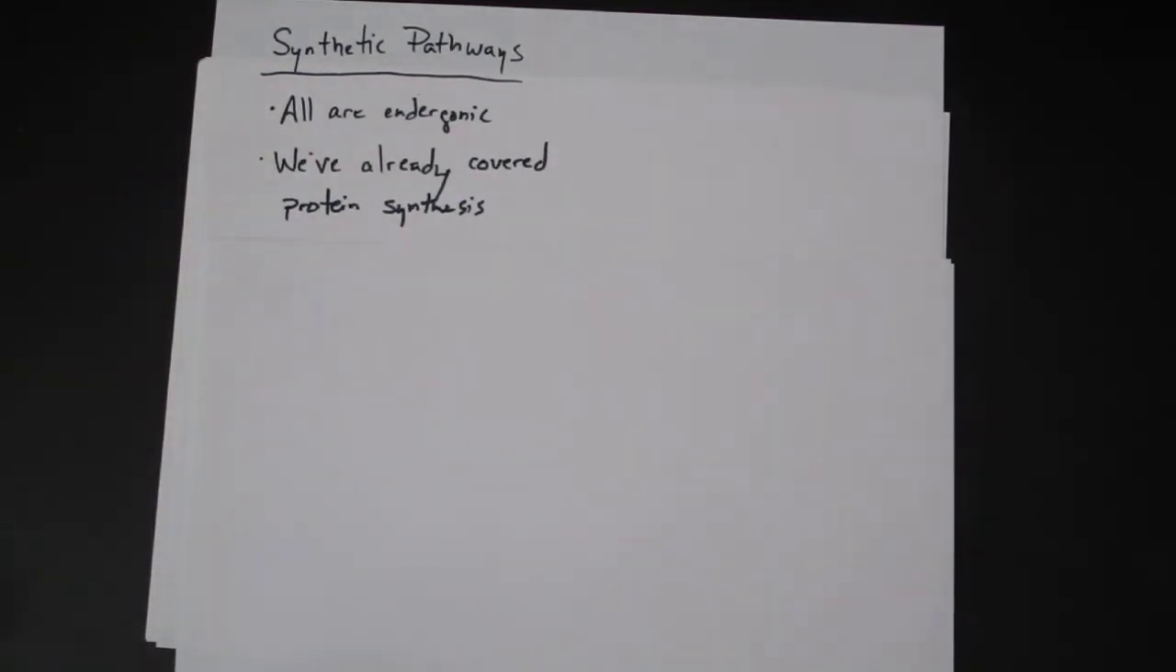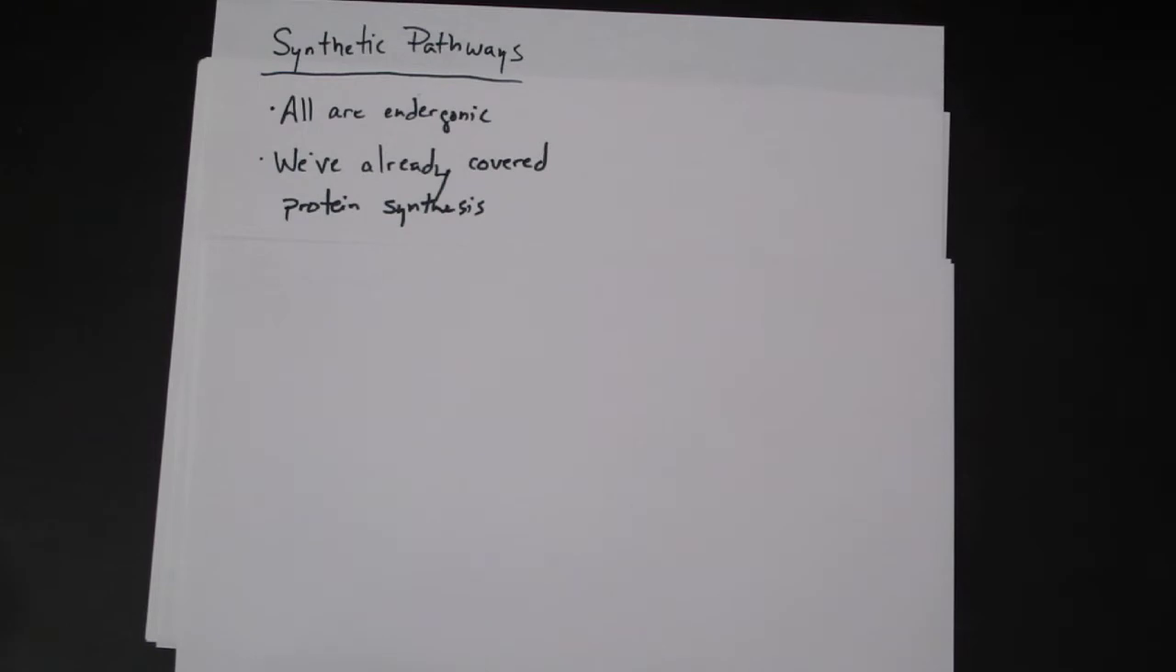We're going to talk about synthetic pathways now, and this will be the last thing that we talk about in this unit of study. So far we've been talking a lot about how molecules are broken down, how glucose or fats are broken down, and so on. But now I want to talk about a couple of different pathways by which things are made.